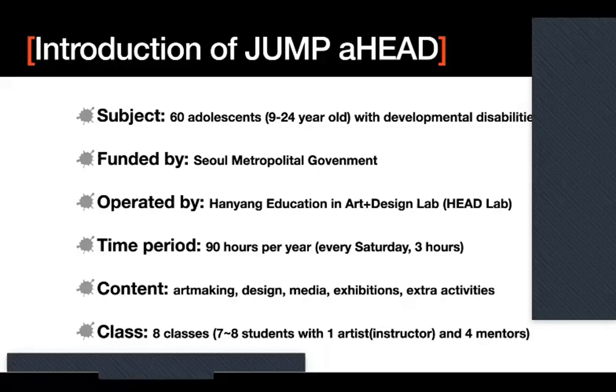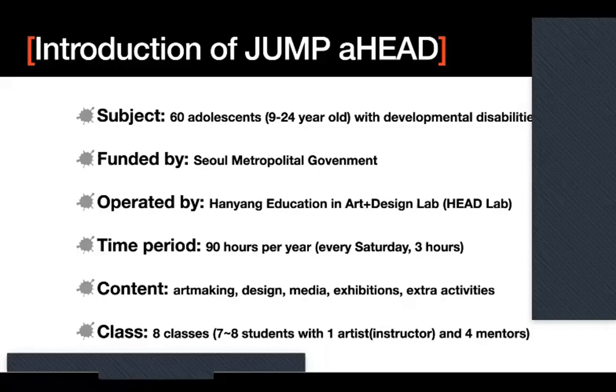Content modules are divided into art making, design, media, and their own exhibitions and extra activities where they can go out and meet artists, or sometimes go to an artist's studio to interact more directly with artists. We divided those students into 8 classes according to their prior experiences in art. There are 7 to 8 students in a class. We have one main artist or instructor who leads the class, and then 4 mentors who work very closely with each student. If the art instructor gives them a task or assignment, the mentors talk with those students and find out the materials that they want to use, and then go along until they finish their own work.